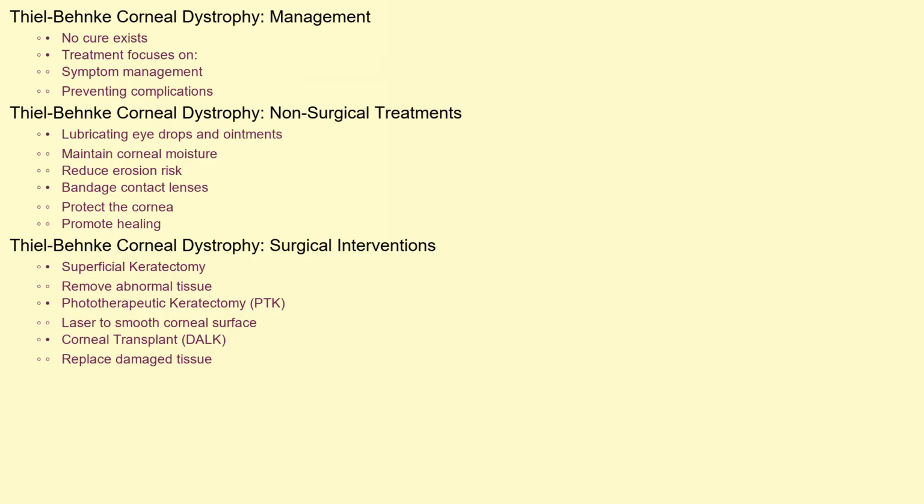Options include superficial keratectomy to remove the abnormal tissue, phototherapeutic keratectomy or PTK, which uses a laser to smooth the corneal surface, and, in some cases, corneal transplant like deep anterior lamellar keratoplasty to replace damaged corneal tissue.